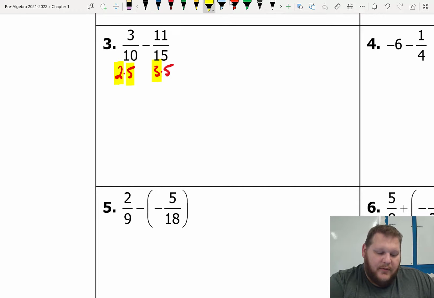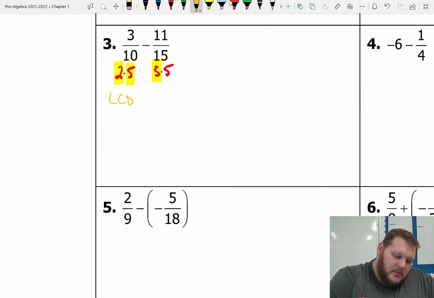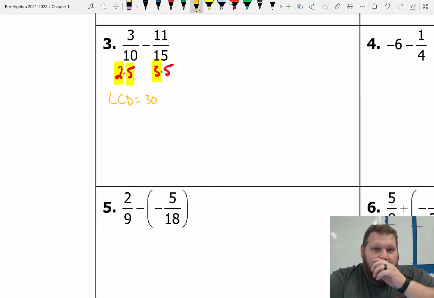Right? 2 times 5 is 10. 10 times 3 is 30. So 30 is my LCD. My LCD is 30. That means 30 is the smallest number that 10 and 15 are both a factor of.